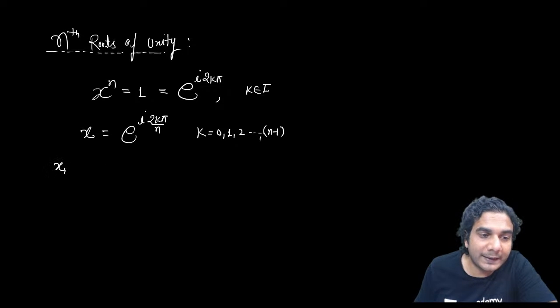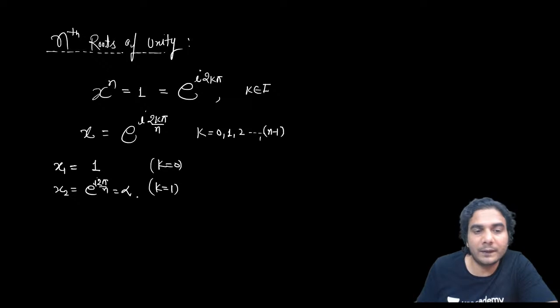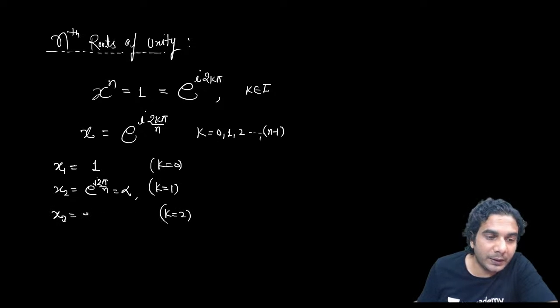So your first root x1 is going to be, if you put k is equal to 0, 1. e raised to i 0, that is e raised to 0, and it is 1. Second root x2 is going to be when k is equal to 1. So when k is equal to 1, you'll get e raised to i 2 pi by n, okay? I'm taking this root as alpha. Now you'll get the third root x3 when k is equal to 2. So if you take k is equal to 2, it is going to be e raised to i 4 pi by n, right? And you can compare it with alpha.